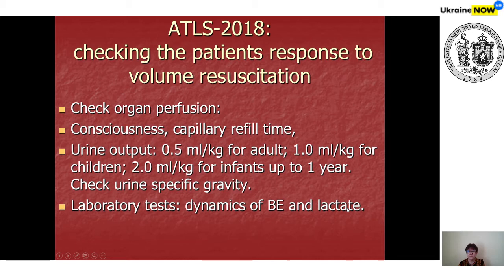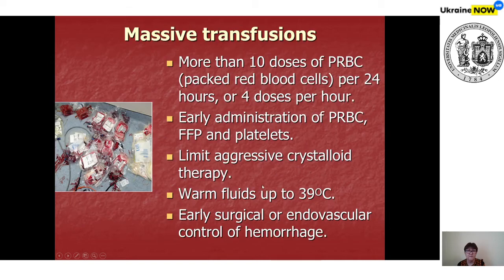Checking the patient's response to volume resuscitation: check organ perfusion, consciousness, capillary refill time, urine output. The minimum must be, for adults, 0.5 ml per kg per hour, for children 1 milliliter per kg, and for infants up to 1 year 2 milliliters per kg. And you can check urine specific gravity and laboratory tests, dynamics of base excess, base deficit, and lactate.